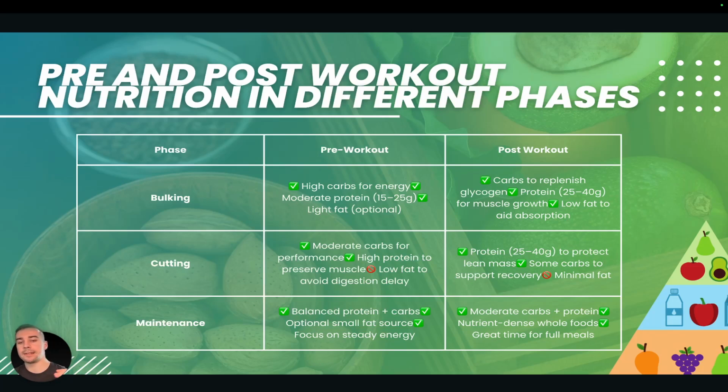So for your maintenance, again, this is a more balanced approach, a balance between protein and carbs. Optional small fat source, focus on steady energy pre-workout, and then post-workout, moderate carbs, protein, and nutrient-dense whole foods. Great time for full meals. So this is sort of giving you an overall blueprint on where your intake should be as it relates to pre-workout and post-workout, depending on what phase you are in.